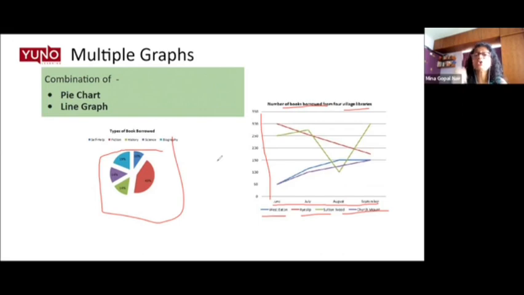Absolutely. Remember, in multiple graphs, it is not always necessary that you will be able to make comparisons. In this case, you cannot compare the data because the pie chart is talking about the type of books borrowed. There is no period mentioned. It's just telling you the type of books borrowed, the percentage under each category, whereas the line graph is telling you about the number of books borrowed. So there is no way that you can compare this data.